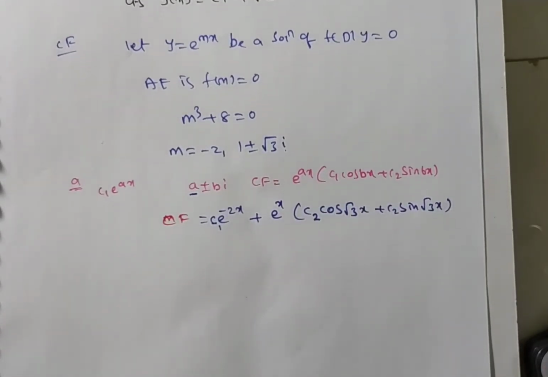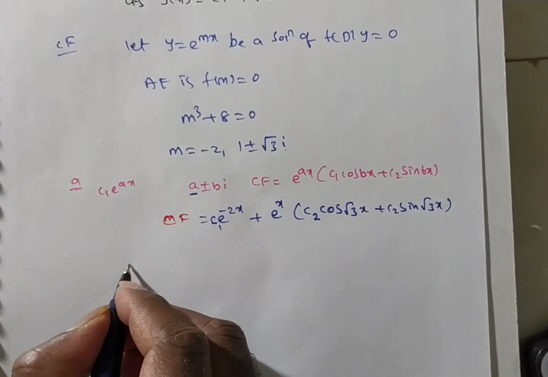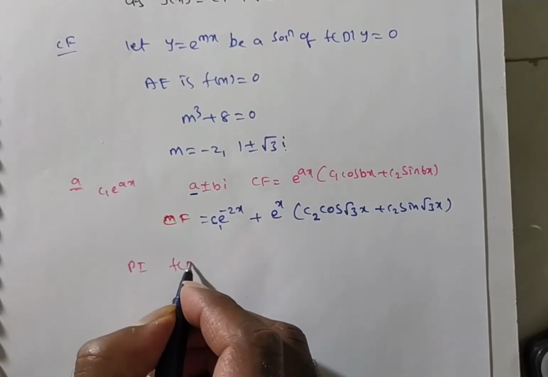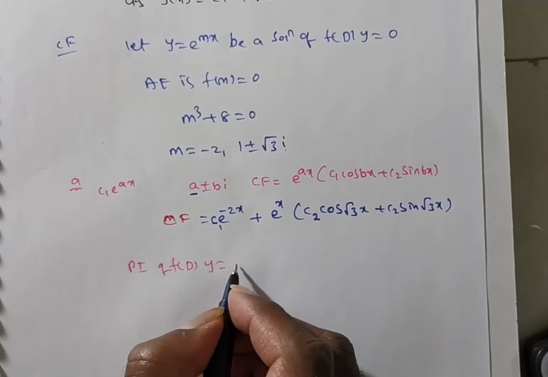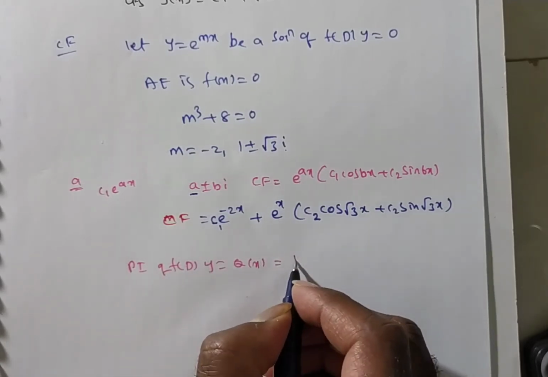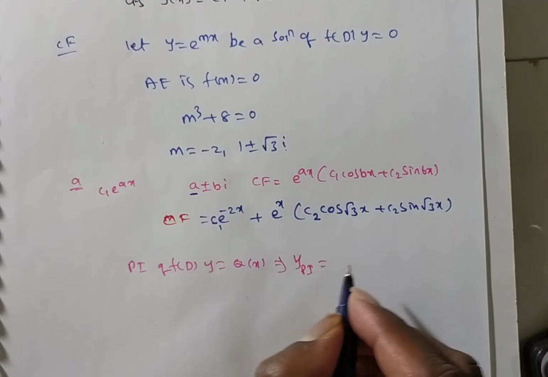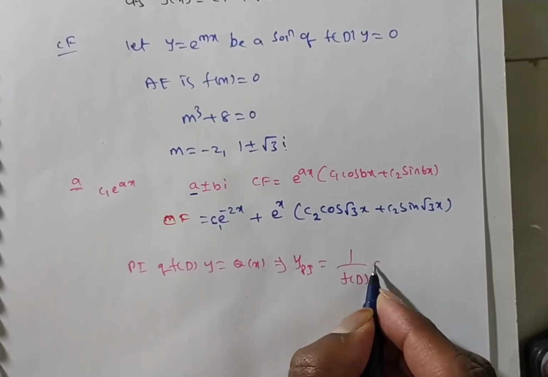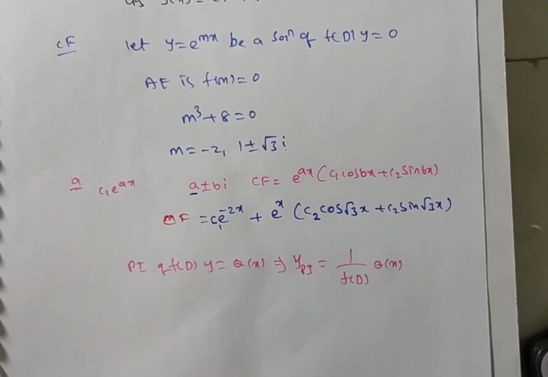Now we have to find the particular integral. The particular integral for f(D)y = Q(x) is y_PI = 1/f(D) Q(x). So what is Q(x) here?